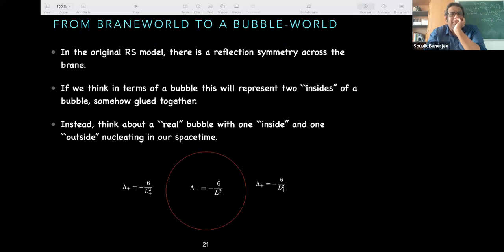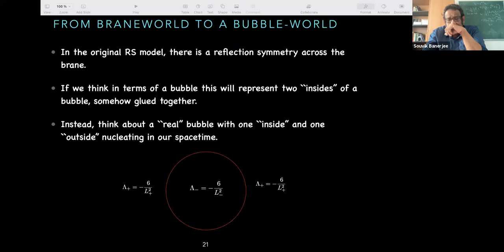So instead, if we think of a real bubble with one inside and one outside, nucleating in a space-time, these bubble nucleation processes are well known, so I'll just come to this in a bit. With one inside and one outside, we have to get rid of this mod term. So it doesn't make sense to have this mod then. So let us consider the following situation.